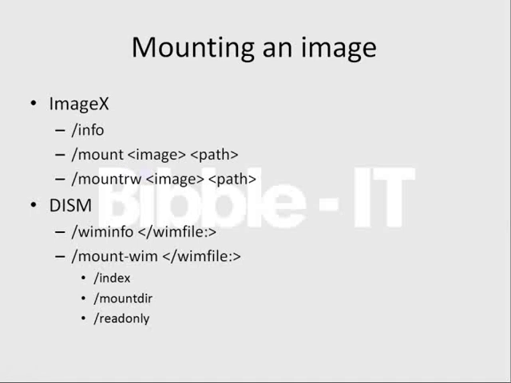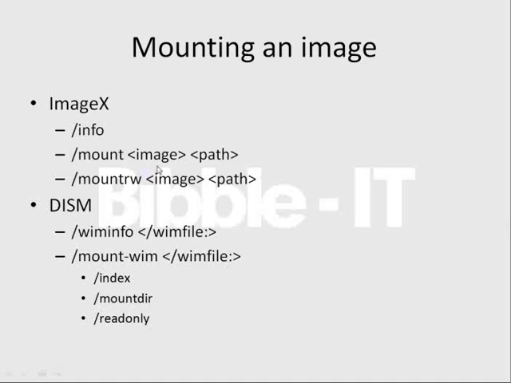DISM has slightly more complex syntax here. You use /wiminfo space and then /wimfile: and then there are no spaces in here. With ImageX, you'd just be able to put in C:\test and then the name of your WIM file. Whereas with this you need to do /wimfile: no spaces, C:, etc. We've got our switch for mounting our WIM, which is /mount-wim, and then again we use our /wimfile.